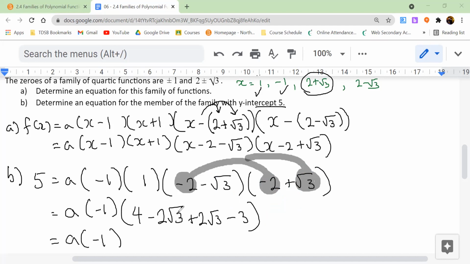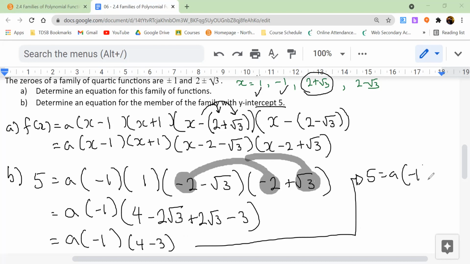So -2 root 3, positive 2 root 3, the exact same values. I'm running out of space because I'm writing so big. 5 equals a times -1, so a is equal to -5. Did I do something wrong?